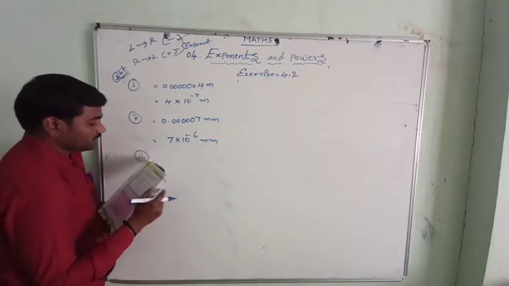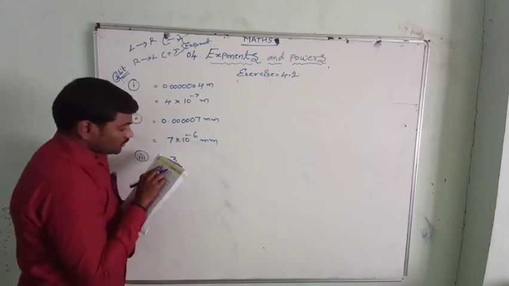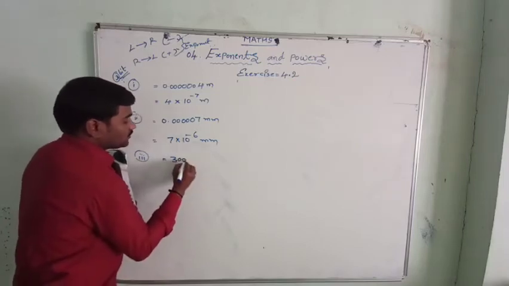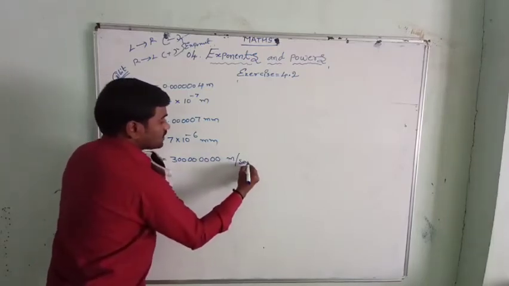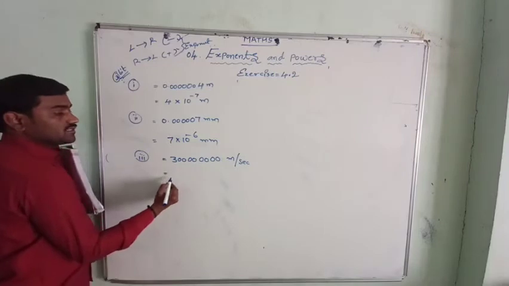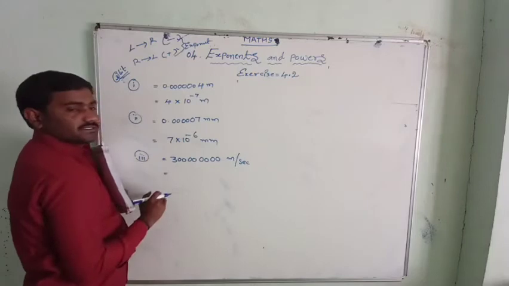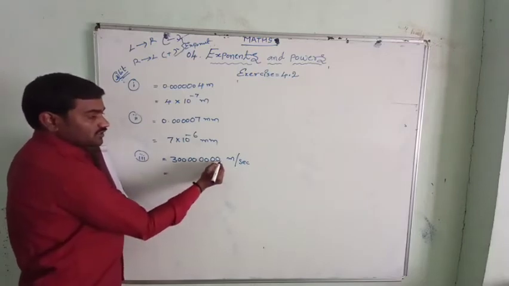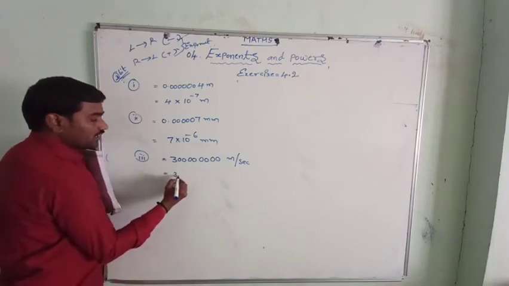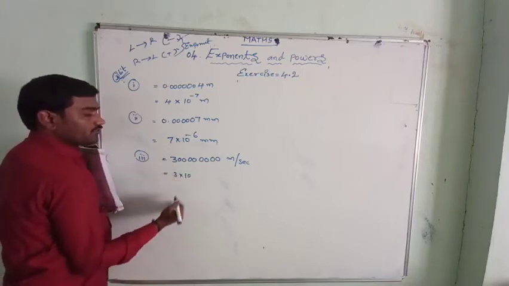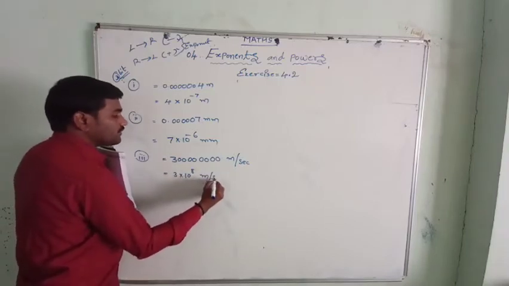The speed of light in the sense, 1 2 3 4 5 6 7 8, 1 2 3 4 5 6 7 8 meters per second. So let us write here. See, there is no decimal. There is a decimal here. So this decimal we are moving till the last. Here the decimal should come till here. So count that there are 8 digits. 3 into 10 to the power of 8. 3 into 10 to the power of 8 meters per second.